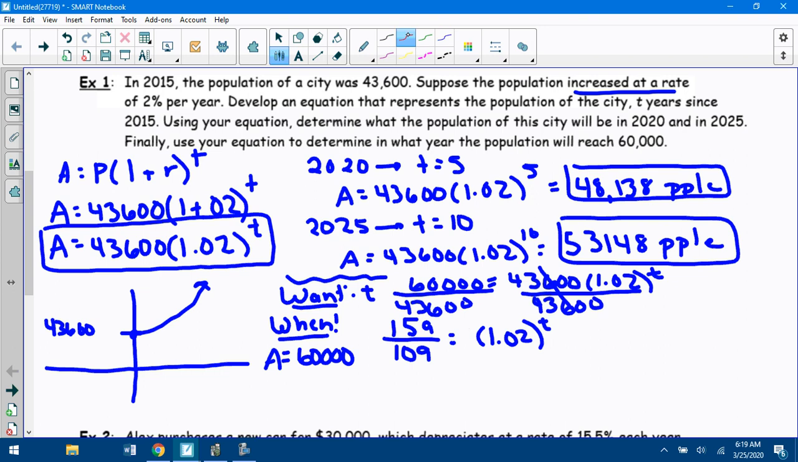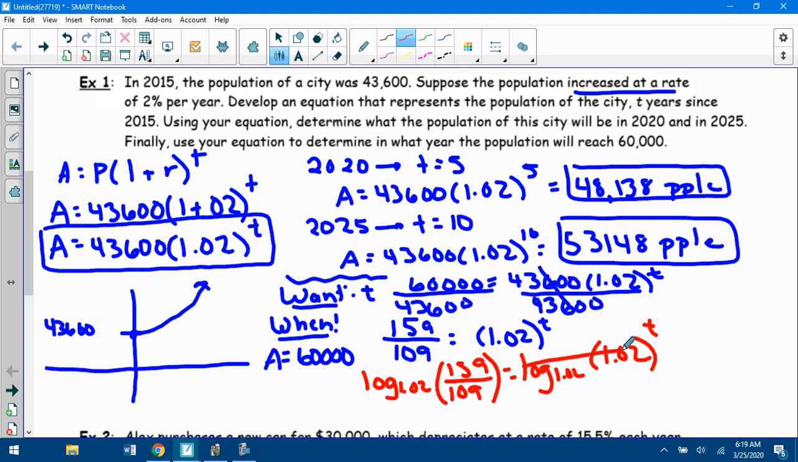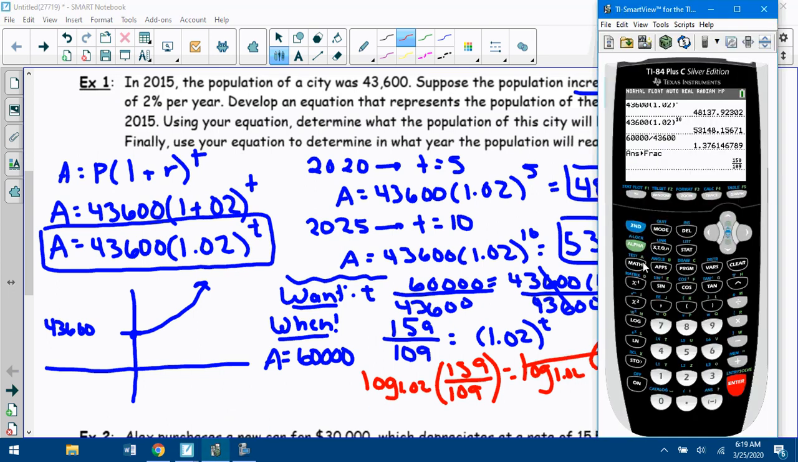So let's say take the log base 1.02 of both sides. Log base 1.02 of this number equals log base 1.02 of 1.02 to the t. That cancels. Go to your calculator, math, alpha, math. Log base 1.02 of 159 divided by 109. 19.06, something like that.